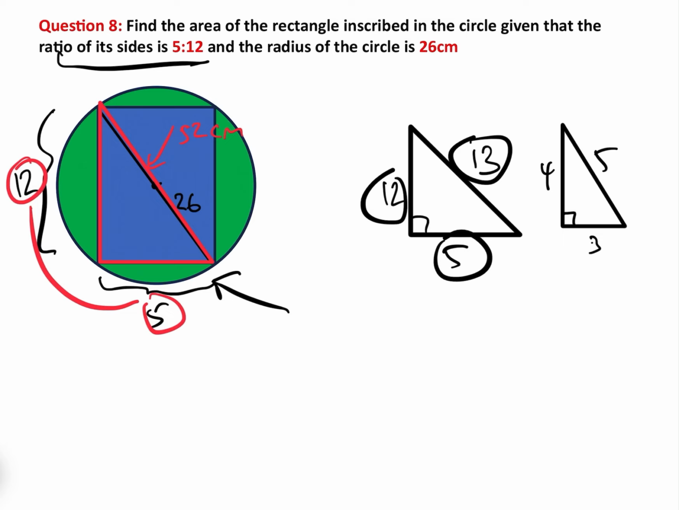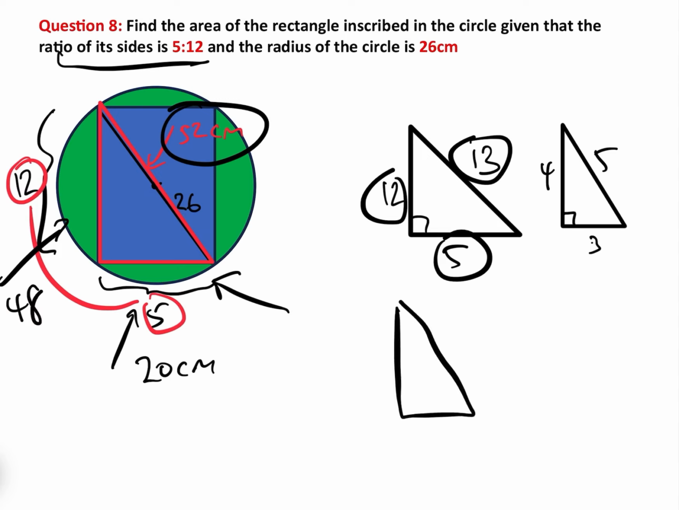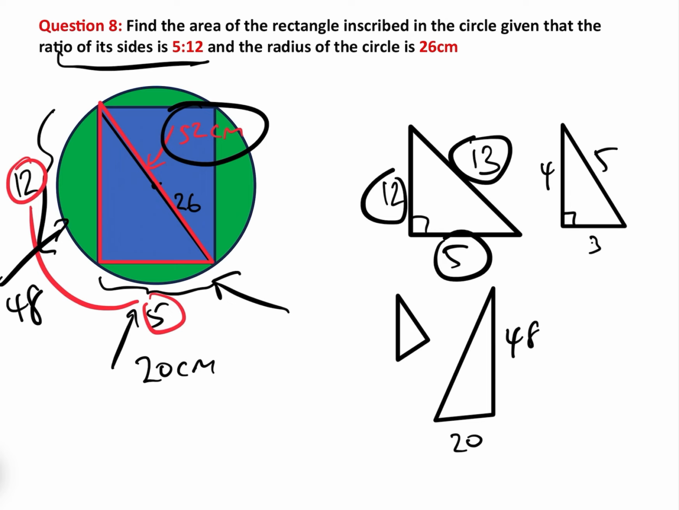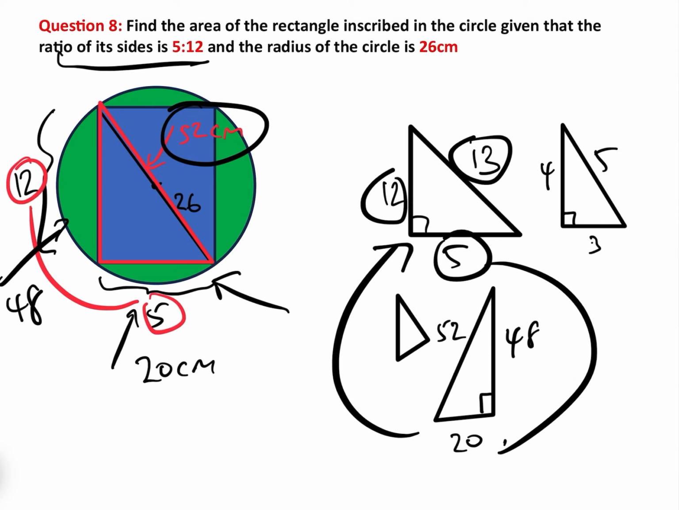So they're saying that the ratio of these is 5 to 12, and the length of this third bit is 52. Well, that means, therefore, that if that is 52, this here is going to be length 20, and this here is going to be length 48. Basically, that would give us a triangle 20, 48, 52, which is basically that triangle with all of the bits multiplied by 4.